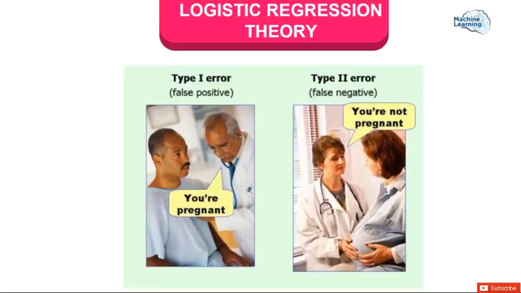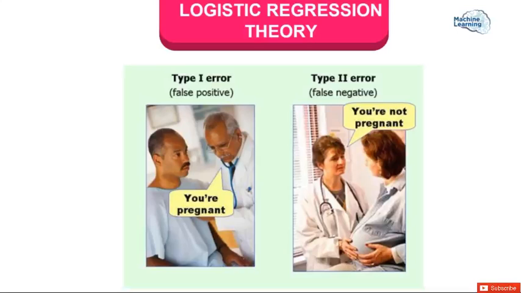The type 2 error is a false negative. So here you're saying to someone that's obviously pregnant that, no, you're not pregnant. So you're predicting no, but they actually are pregnant. And that is a good visual for the difference between a type 1 error and a type 2 error. False positives versus false negatives.